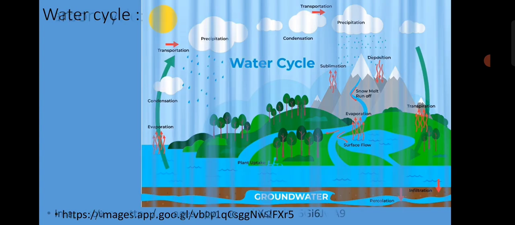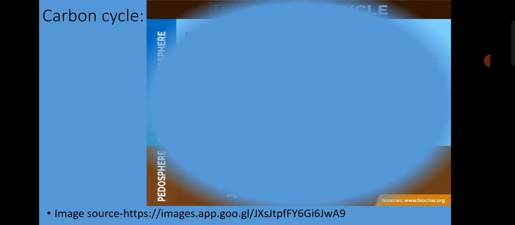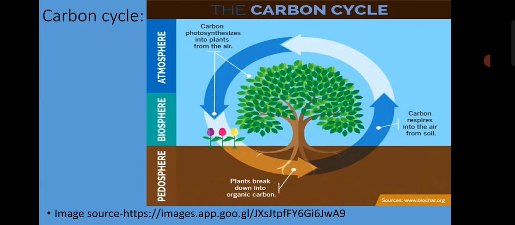Now coming to the next cycle, that is carbon cycle. So the movement of carbon in the atmosphere, on land, in water and among organisms is referred to as carbon cycle. It is a dynamic multifaceted process that incorporates both naturally occurring and man-made processes. Now coming to the next cycle, that is nitrogen cycle.